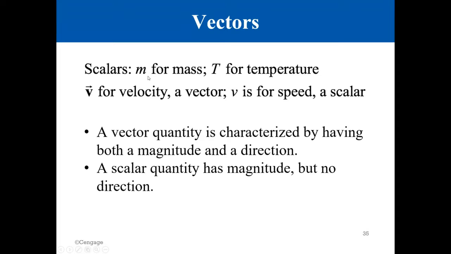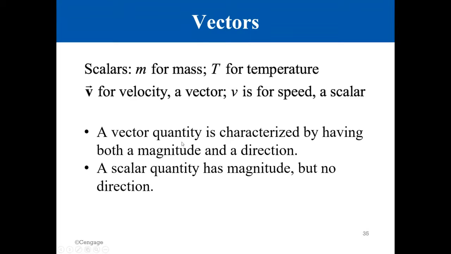For example, mass is a scalar. It doesn't have any direction. Temperature also is a scalar. On the other hand, velocity is a vector. If I tell you the velocity is 50 miles per hour, I need to tell you in which direction so that you understand where this object is moving. Is it moving north, east, south, southwest, whatever? You need to know the direction. However, the magnitude of the velocity vector is called speed. Speed is a scalar.